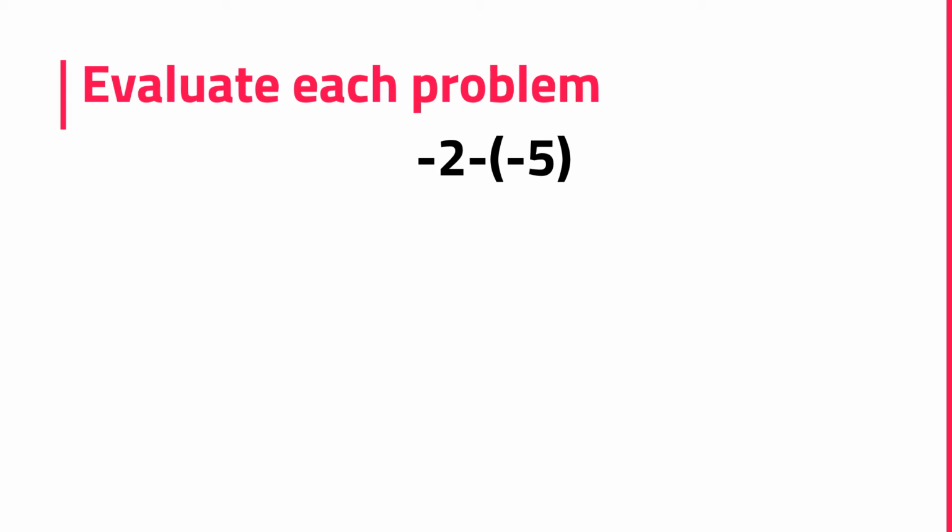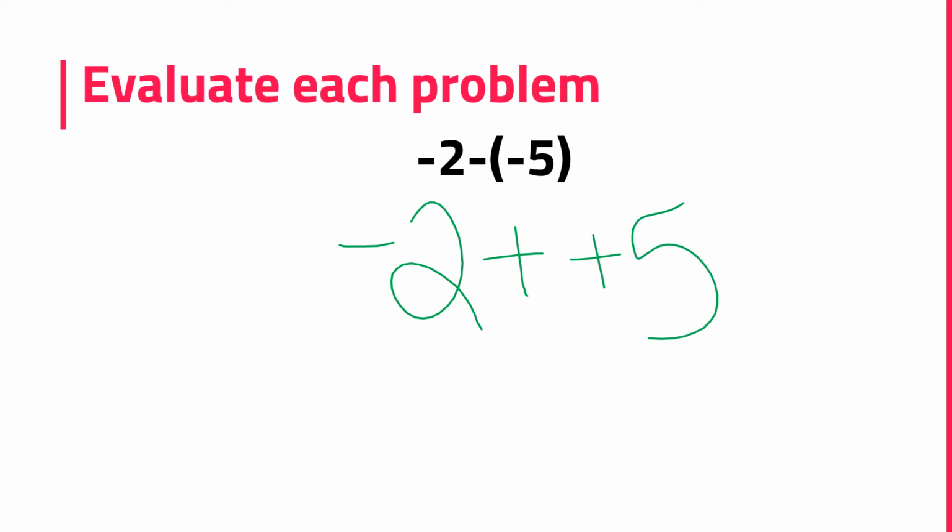Oh, this one looks weird. I'm subtracting a negative. I'm going to do keep, change, change. Keep, change to addition, change the sign of the second number. Oh, -2 plus 5. We actually did that one already, right? The jump from 2 to 5 is 3, and the bigger number is positive. So +3.